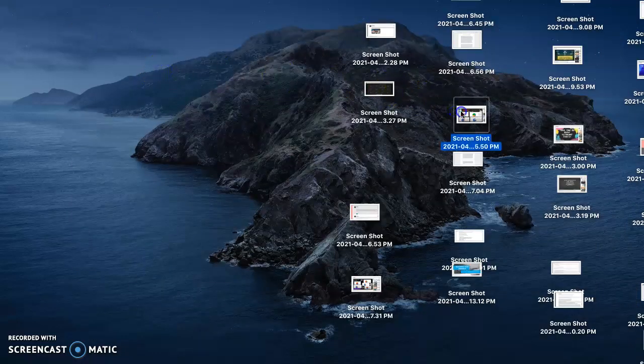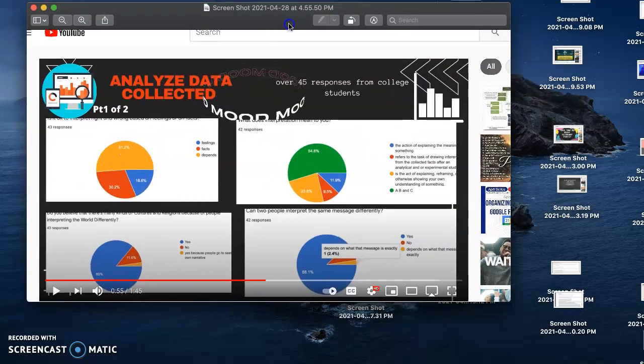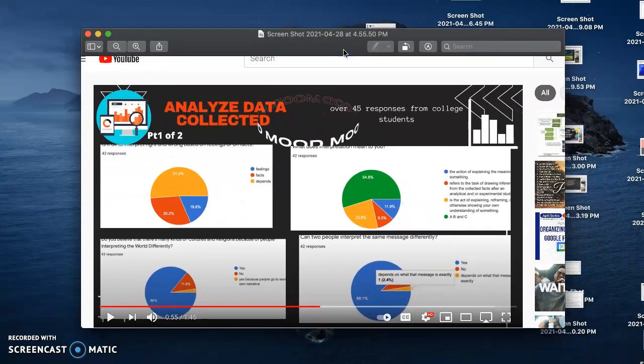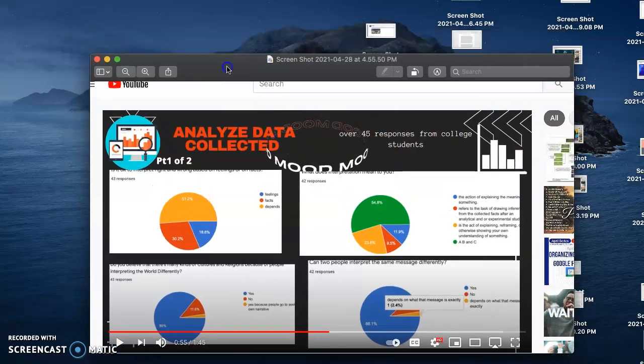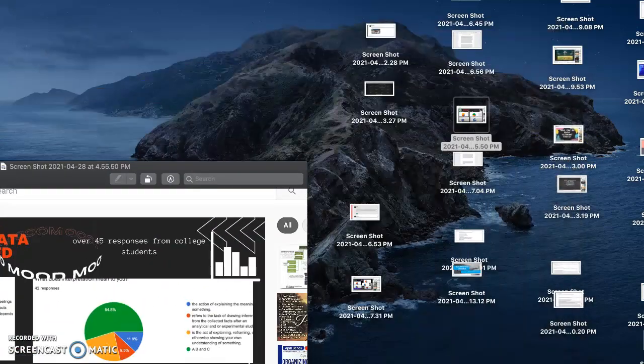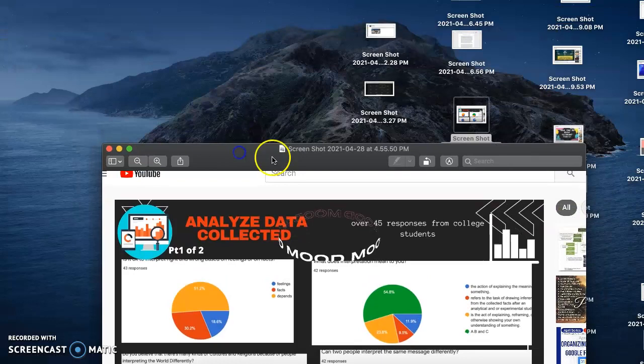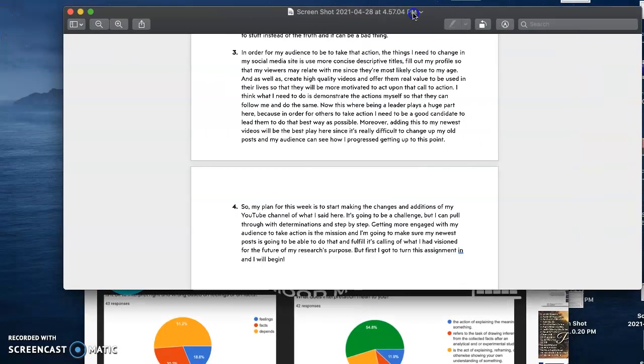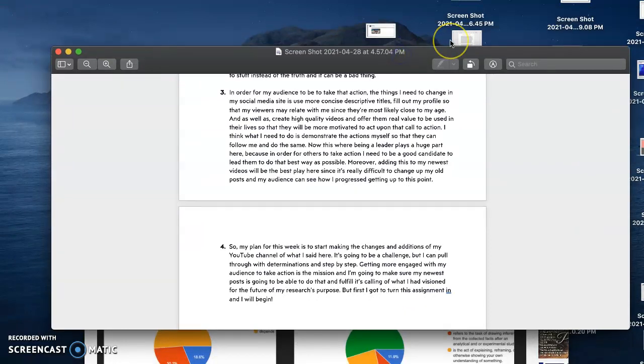And so I had my audience do a poll for me, just answering some questions about my topic to find an answer. I had over 45 college students answer. So that was really cool to see people's different perspectives and all that. This is the call to action worksheet.